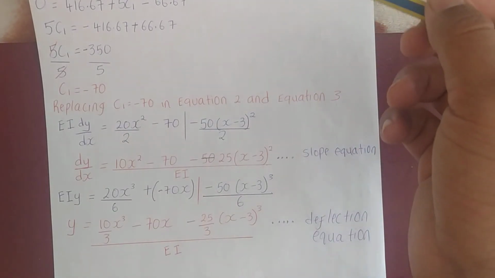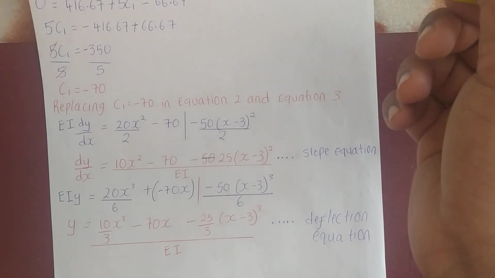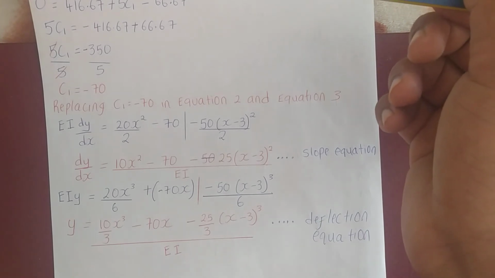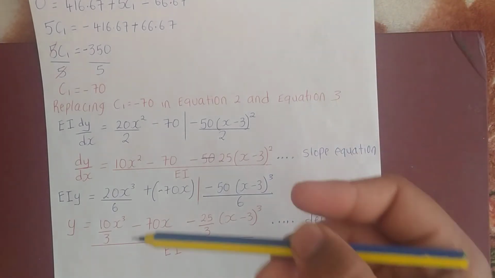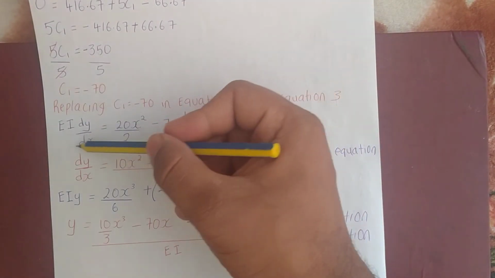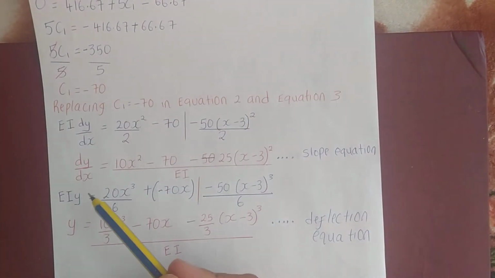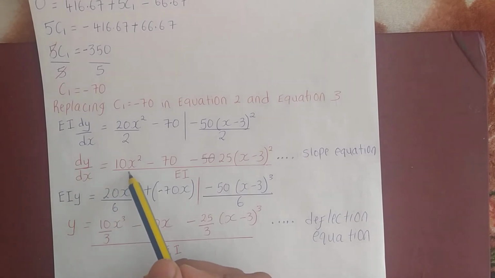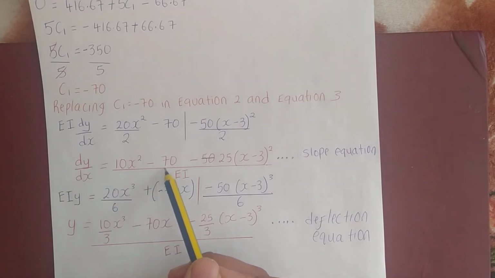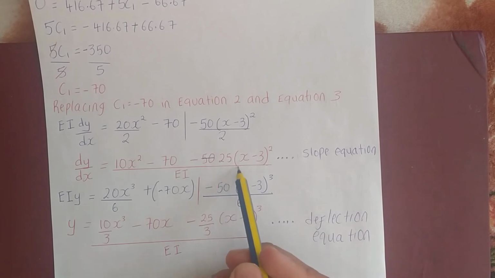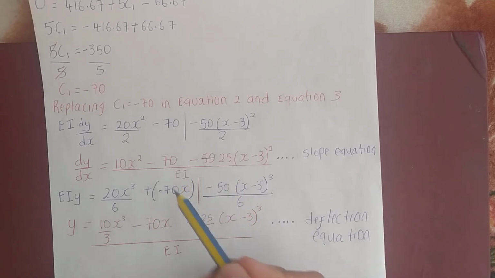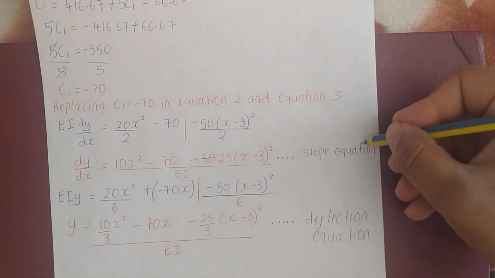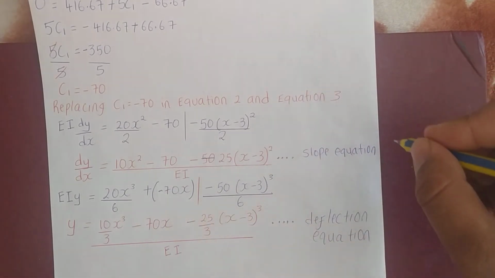So they told us to leave our answer in the form of EI. So I've divided all over by EI, so I'll get dy over dx is equal to 10x squared minus 70 minus 25 into x minus 3 squared all over EI. So this equation is our slope equation.